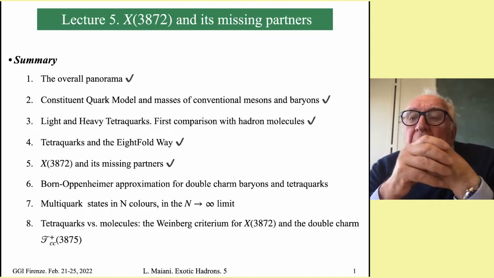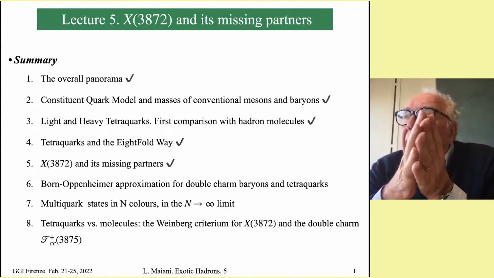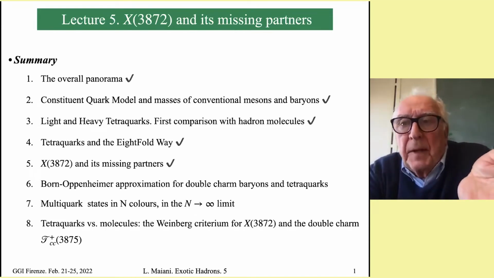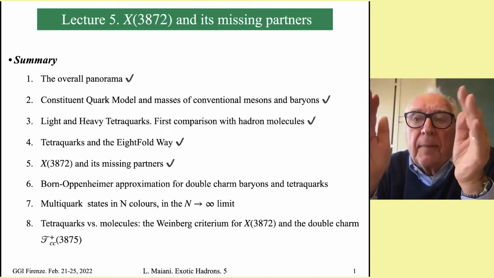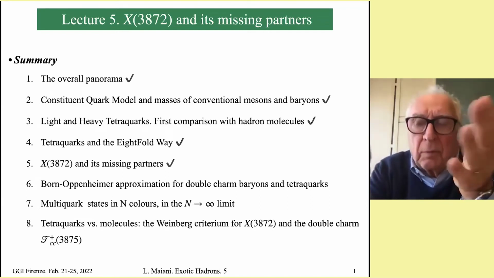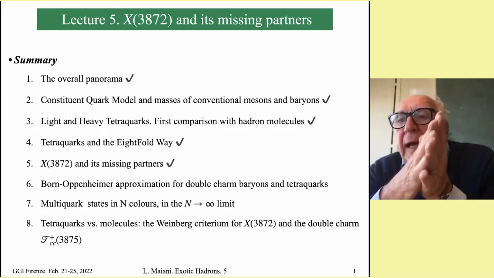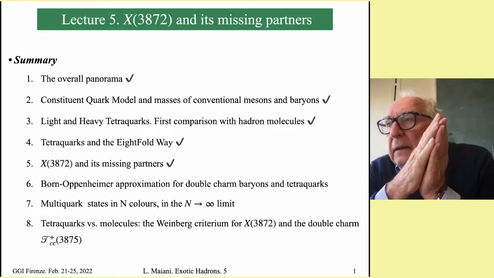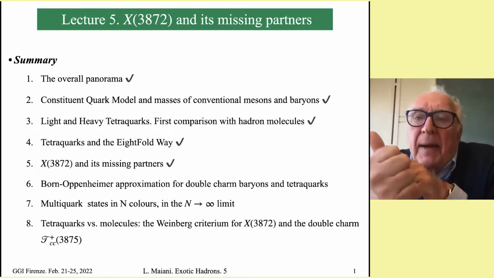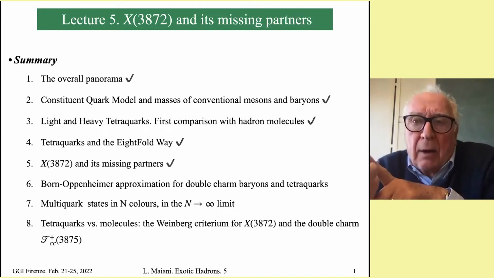You simply add what Carlitz and Rosner did. You take all the baryons, and all the mass differences are well measured. So we know many of these mass differences. And then you try to fit these mass differences with a formula which has one fixed element, which is the difference in quark mass, up minus down.